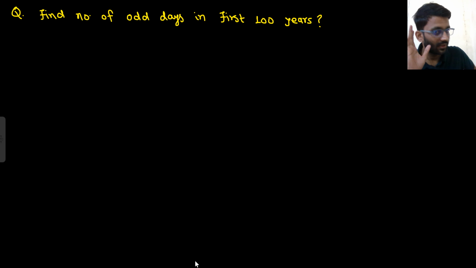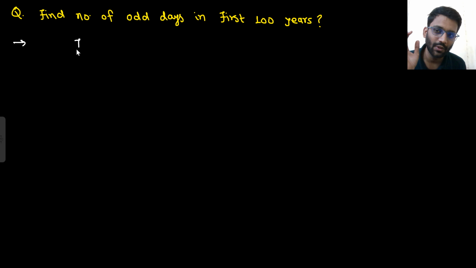Now this is the question. Think with full concentration. Don't mess it up. Do it on your own, then check your answer. There is a very high chance that you can make an error here. You have to find the number of odd days in first 100 years. The concept is the same. Where will you mess up? In the very first line you will mess up.